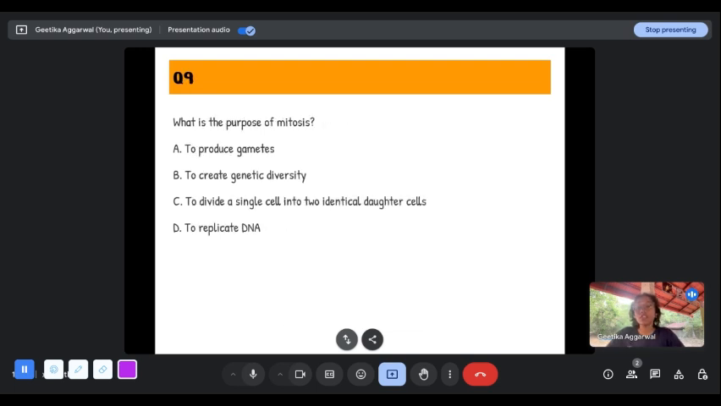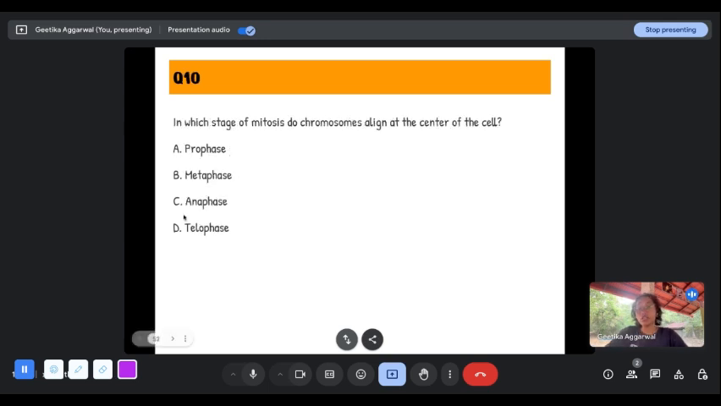What is the purpose of mitosis? What purpose does mitosis serve? Does it produce gametes? Does it lead to genetic diversity? Does it divide a single cell into two identical daughter cells, or is it just to replicate the DNA? So, what is the purpose of mitosis? The correct answer is that it leads to the division of a single cell into two identical daughter cells. That is what mitosis does.